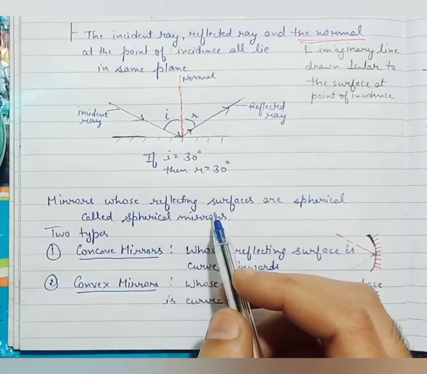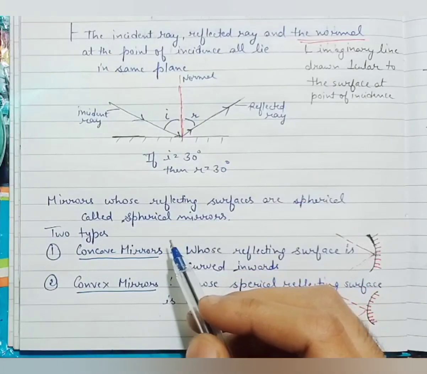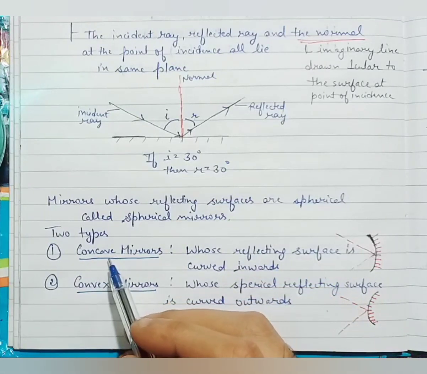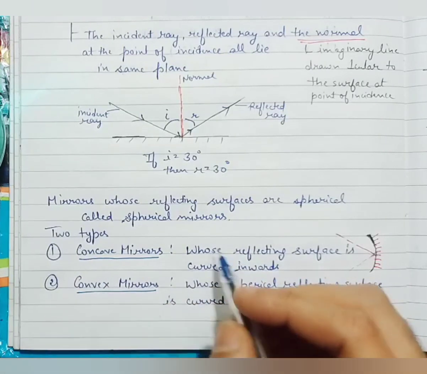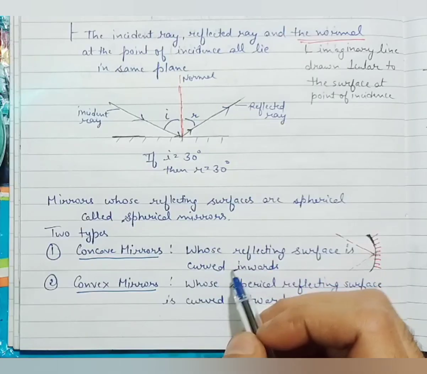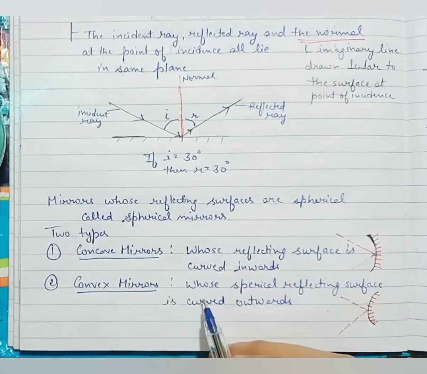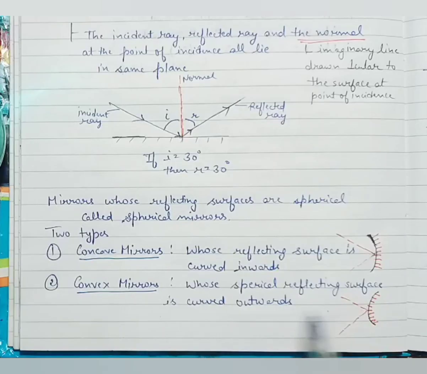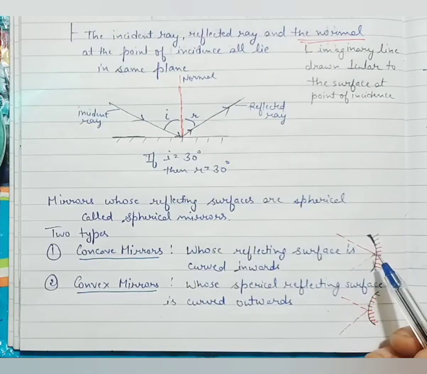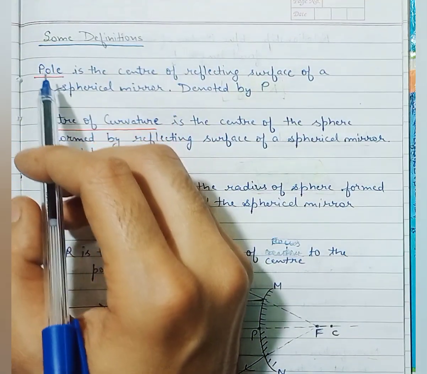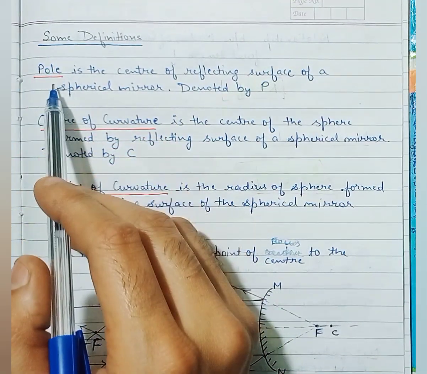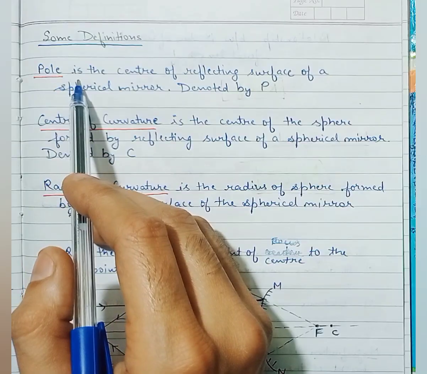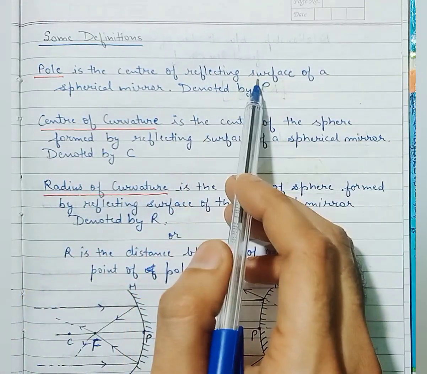Mirrors whose reflecting surfaces are spherical are called spherical mirrors. There are two types of spherical mirrors. First is concave mirrors, another is convex mirrors. A concave mirror's reflecting surface is curved inward like this, and a convex mirror's spherical reflecting surface is curved outwards like this. In convex, the outer side of the mirror will reflect, and in concave the inner side of the mirror will reflect.